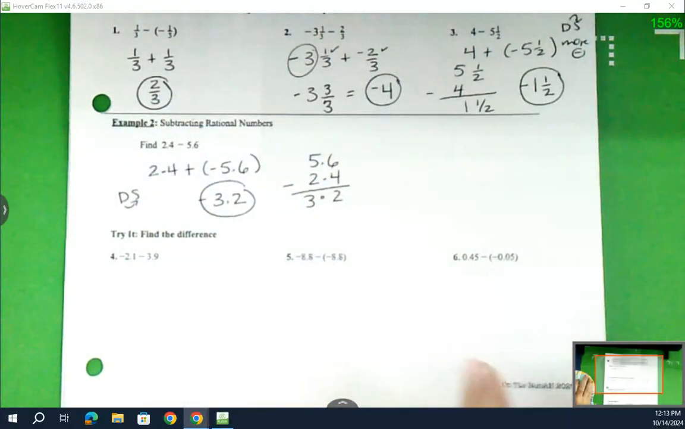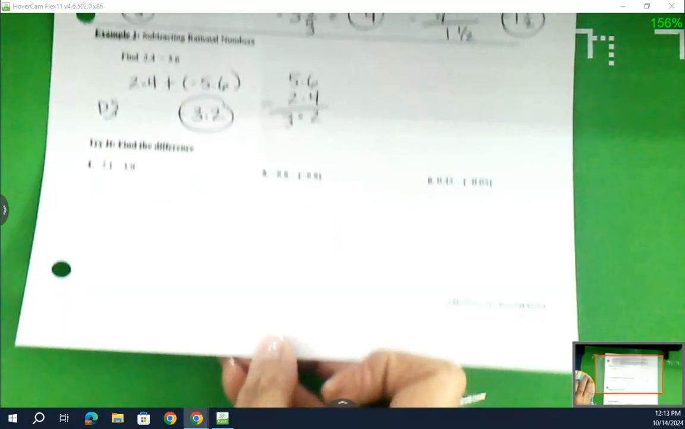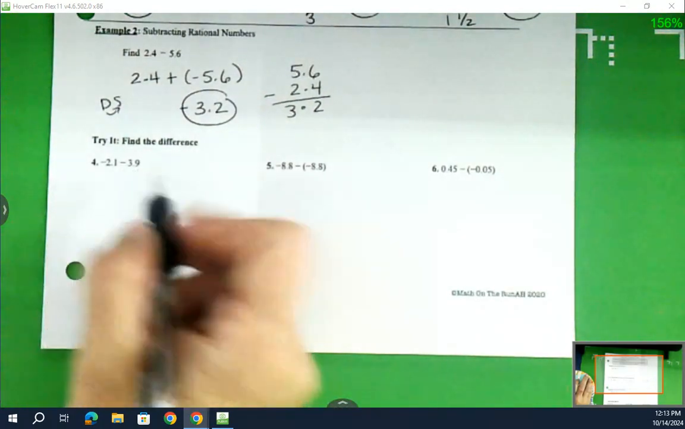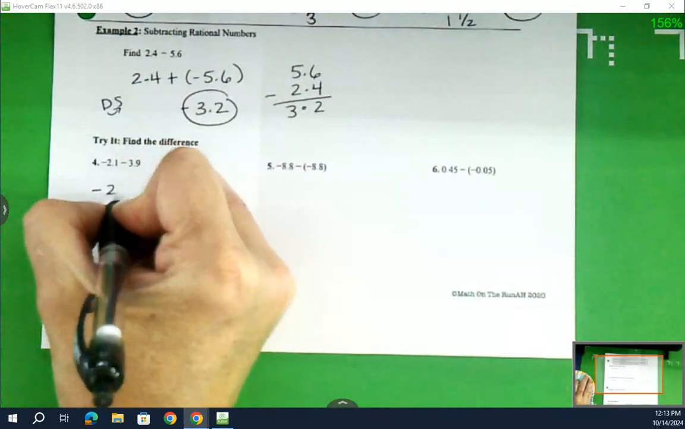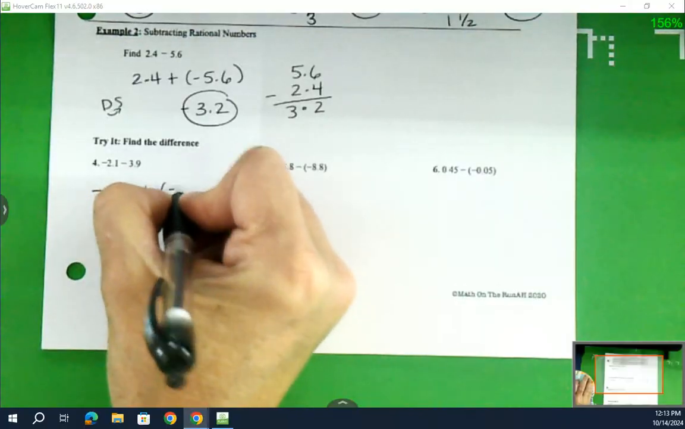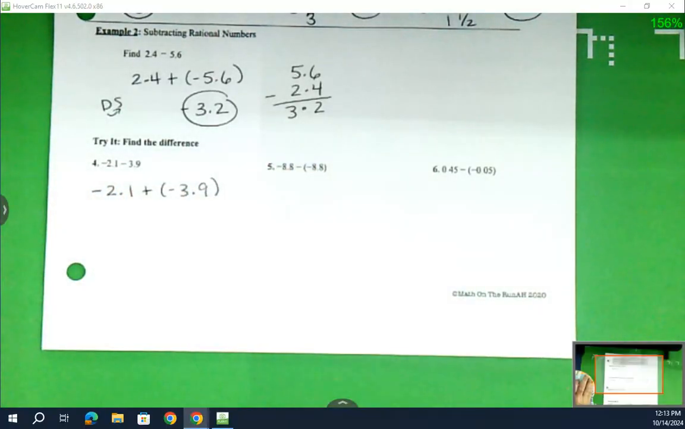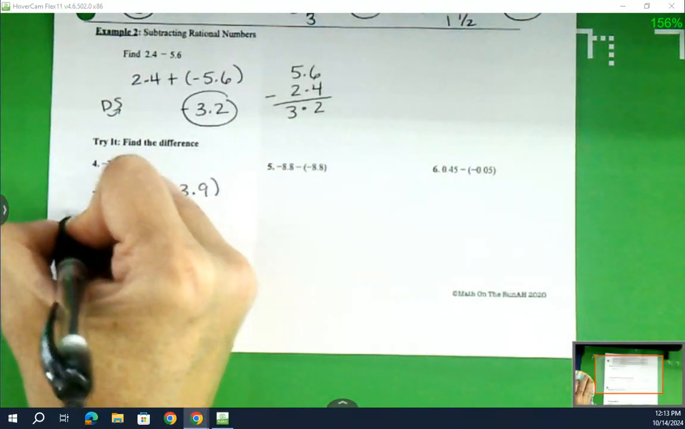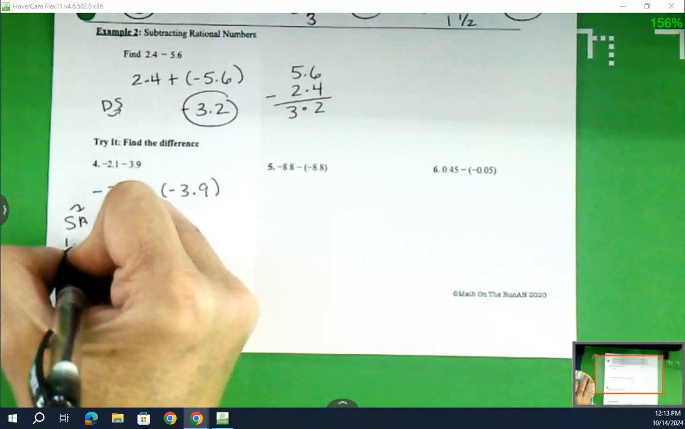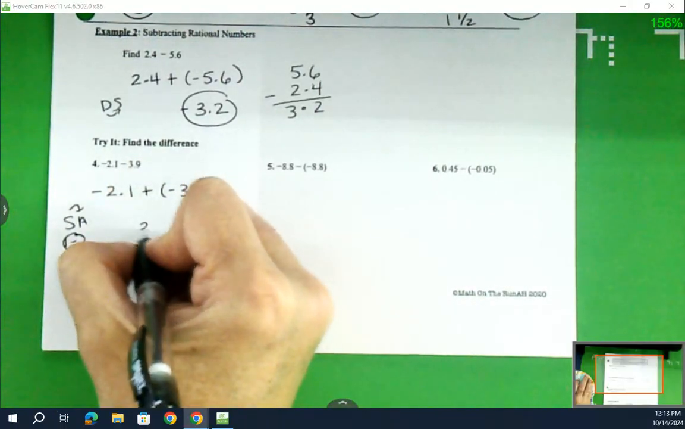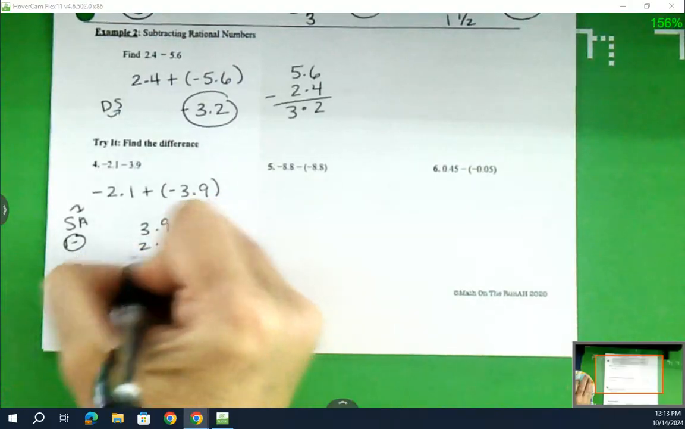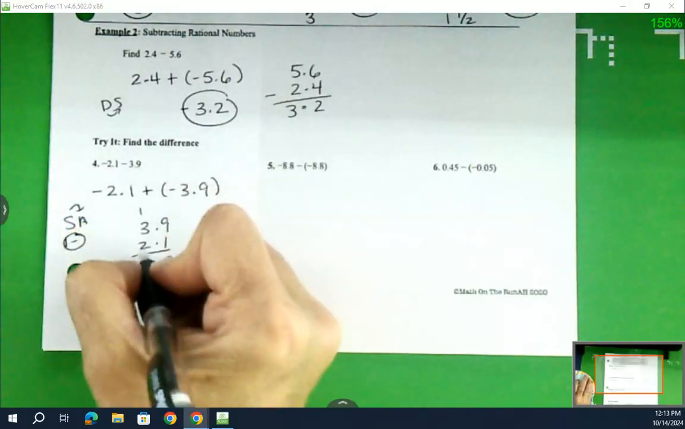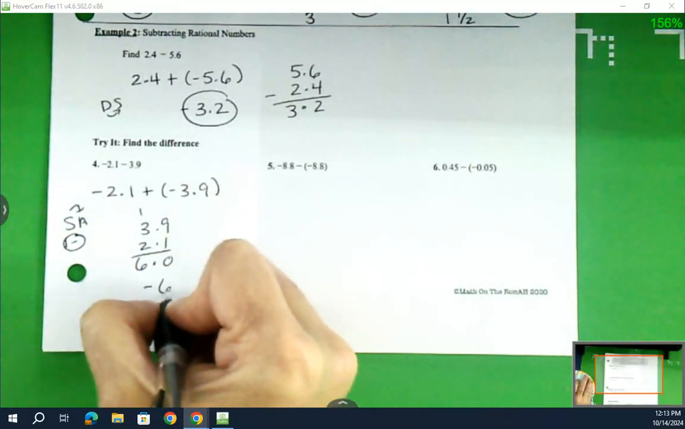Okay, then we have some try it problems. Negative 2.1 minus 3.9 becomes negative 2.1 plus negative 3.9. That's our KCO. And then same signs add, and we're going to keep that negative. Lining up our decimal, we get negative 6.